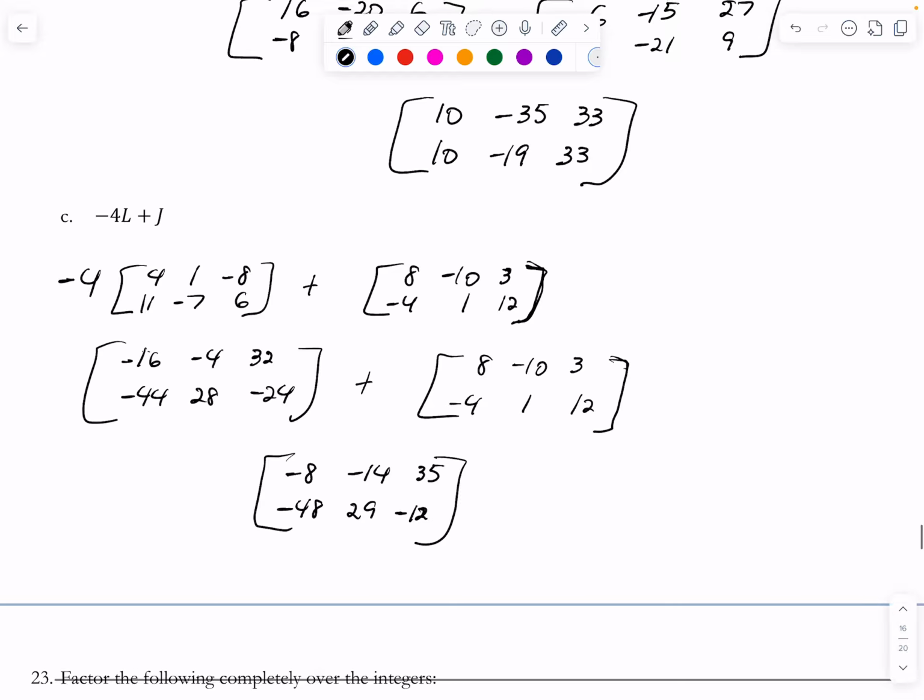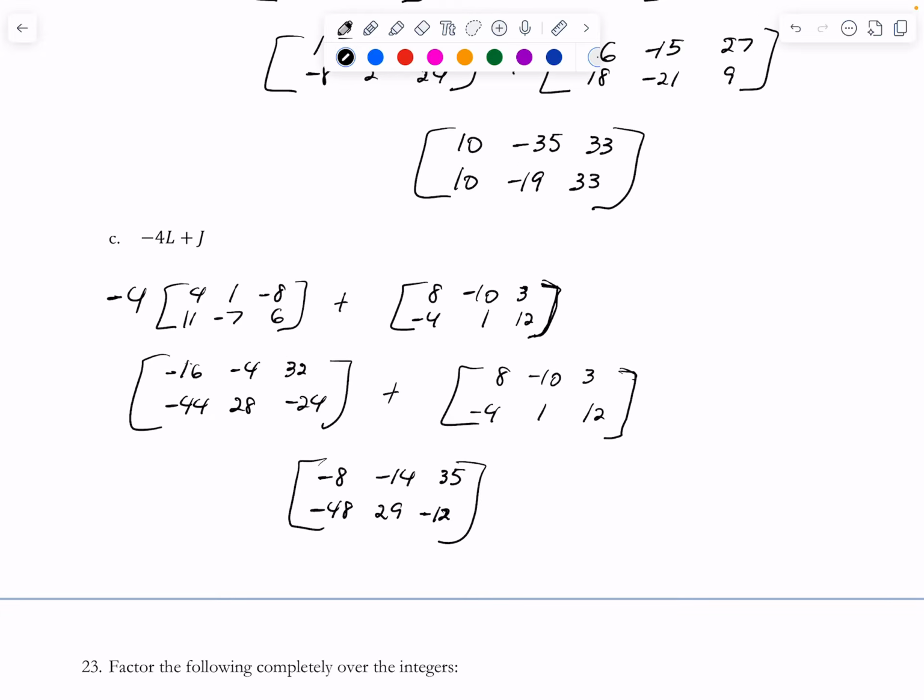matrices. All right, so guys, come back for the next part. We're into our last unit with quadratics.